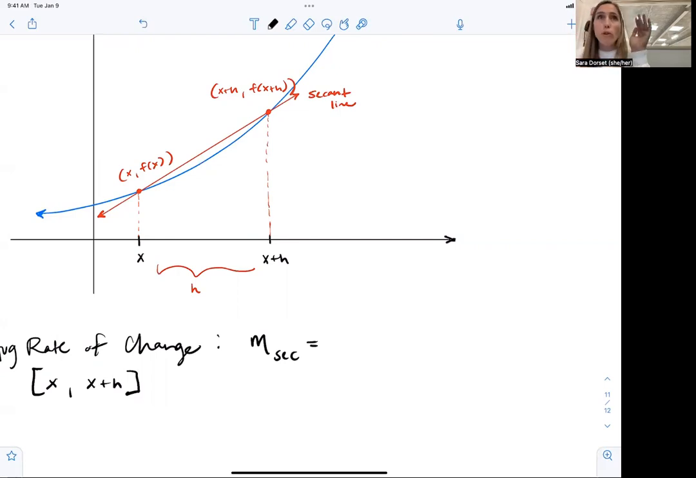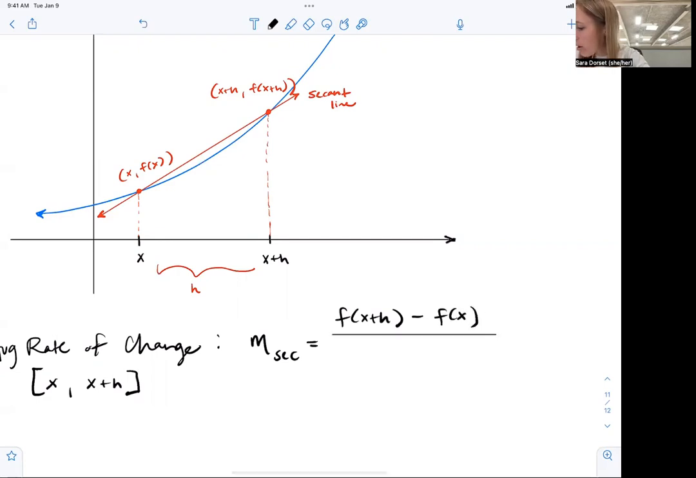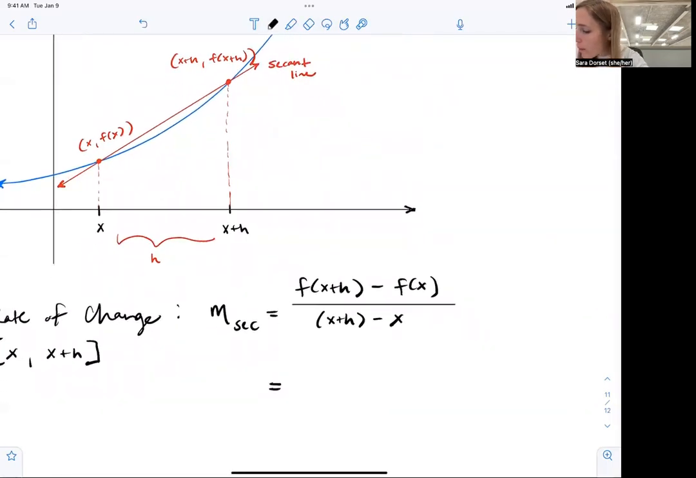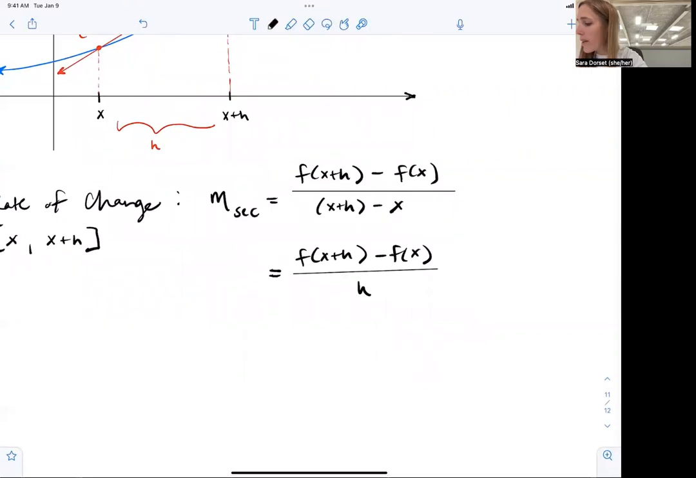So just thinking slope formula, right? Change in y over change in x, that looks like f of x plus h minus f of x, that would be the change in y, over x plus h minus x. And that denominator will always end up simplifying to be h. Okay, it will always end up simplifying to be h. This is also called the difference quotient.